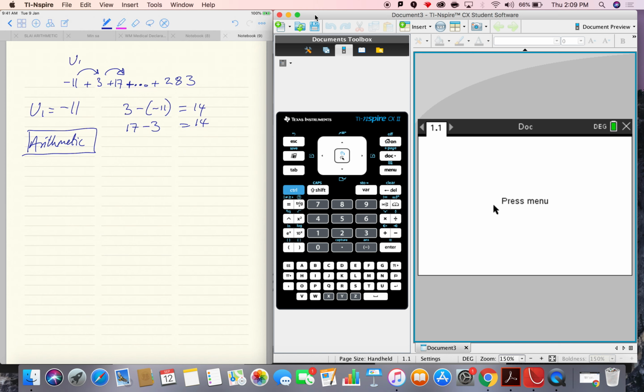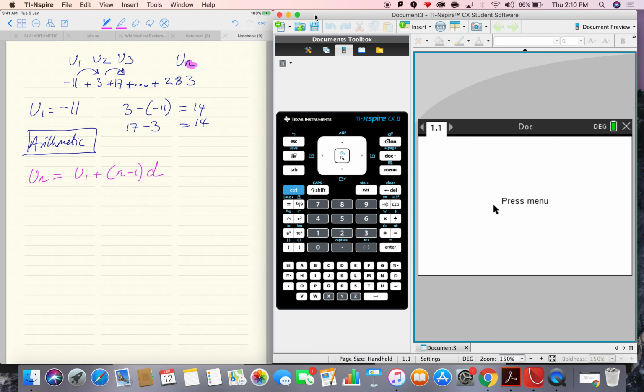This is u of 1, this is u of 2, this is u of 3. This exists somewhere along the sequence. It's u of n, but we don't know what this little n is. Is it 10, is it 12, is it 15? We know u of n is 283, so we're going to go straight away and write down the u of n formula for arithmetic. u of n is u of 1 plus n minus 1 times d.